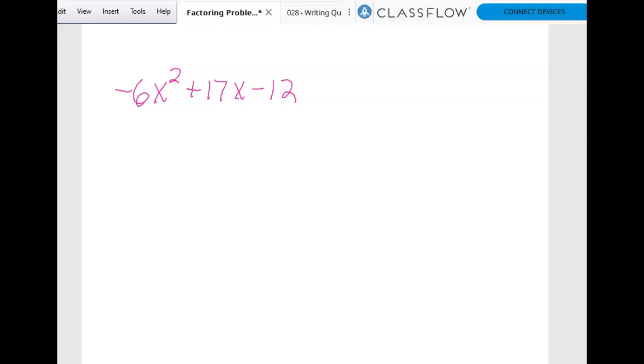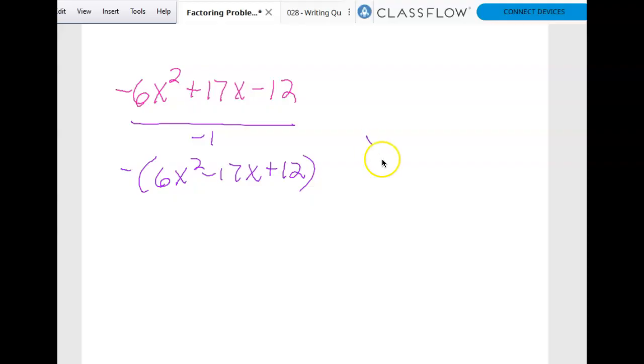I see the 6, the 17, and the 12. I don't see a common denominator, but what do I know I can't do? I can't have a negative in front, so what do I have to at least divide by? Yes. So now I'm down to 3 terms. So when I do this, I get 72 and negative 17. So I'm going to have negative 8 and negative 9. And I know it's negative 8 and negative 9 because when I add, I get negative 17, and when I multiply, negative times a negative gives me a positive.